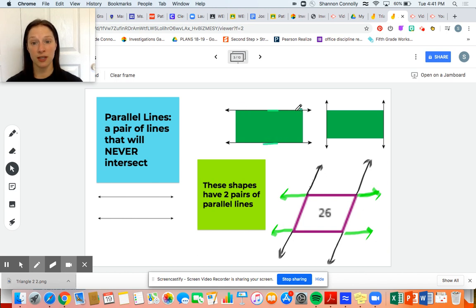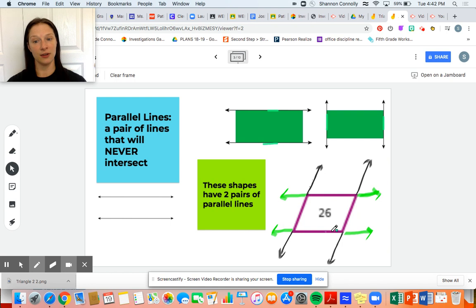So when you look at this rectangle here, we have the line on the top and the line on the bottom. If we extended them in both directions forever and ever, they will never intersect. So we say that that is 1 pair of parallel lines, okay? But when we look at the lines here on the left and on the right, if we extend both of those lines in both directions, they also will never meet. So that is our 2nd pair of parallel lines. So in this green rectangle up here, there's 2 pairs of parallel lines.